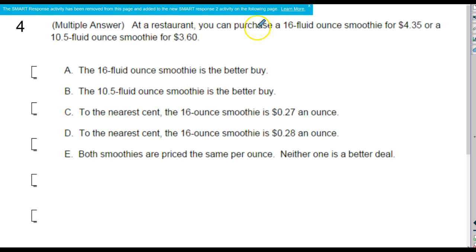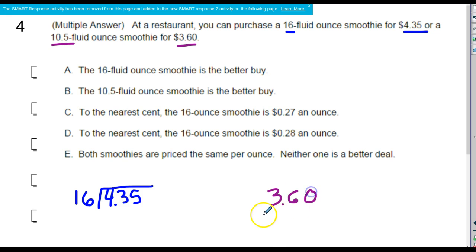So I'm going to do that right now by taking both of these numbers. I have $4.35 for 16 ounces. If I just take $4.35 and divide it by the number of ounces, that'll tell me how much I'm paying for 1 ounce, or the unit rate. Okay? And if I look over here, I have $3.60 for a 10.5 fluid ounce smoothie. I can take $3.60 and divide that by 10.5, or 10 5/10.